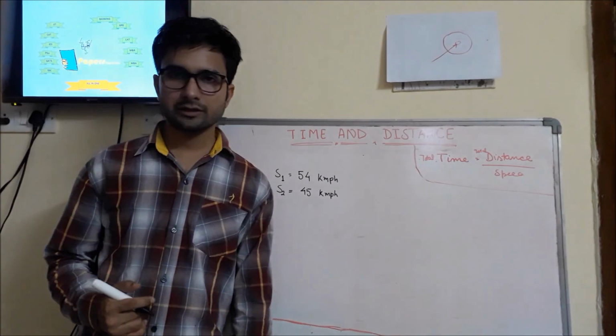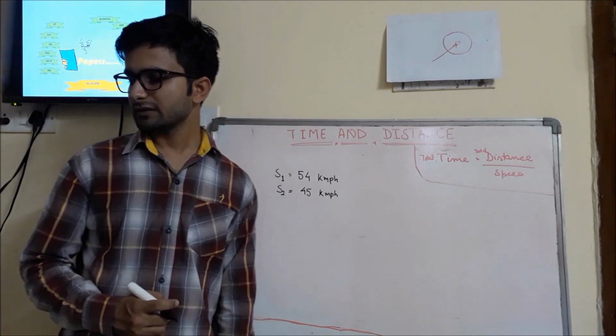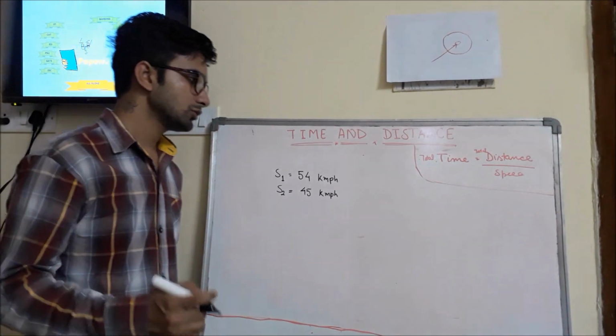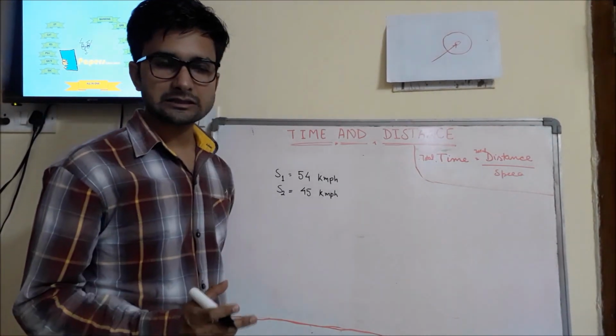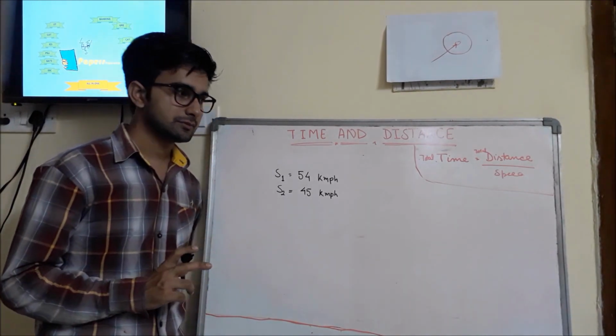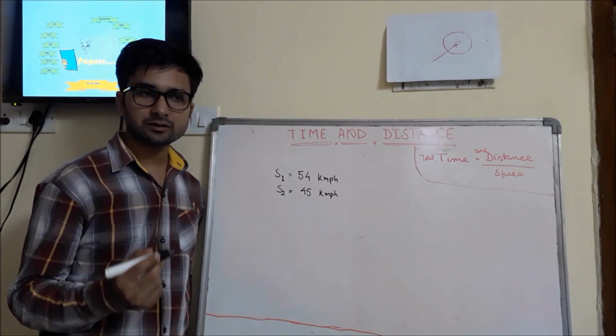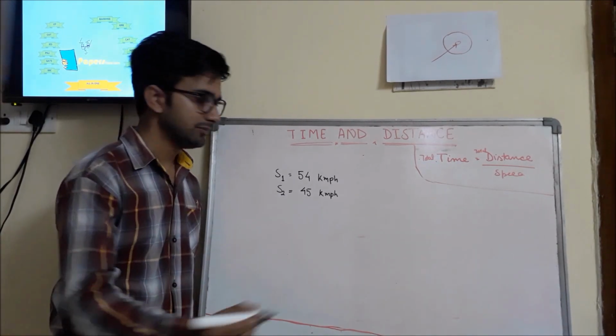Okay, let's see the question clearly. The question says, how many minutes does the bus stop per hour? How many minutes the bus stops per hour is the key sentence in this question. So how many minutes does the bus stop for 1 hour? It means the time is 1 hour.